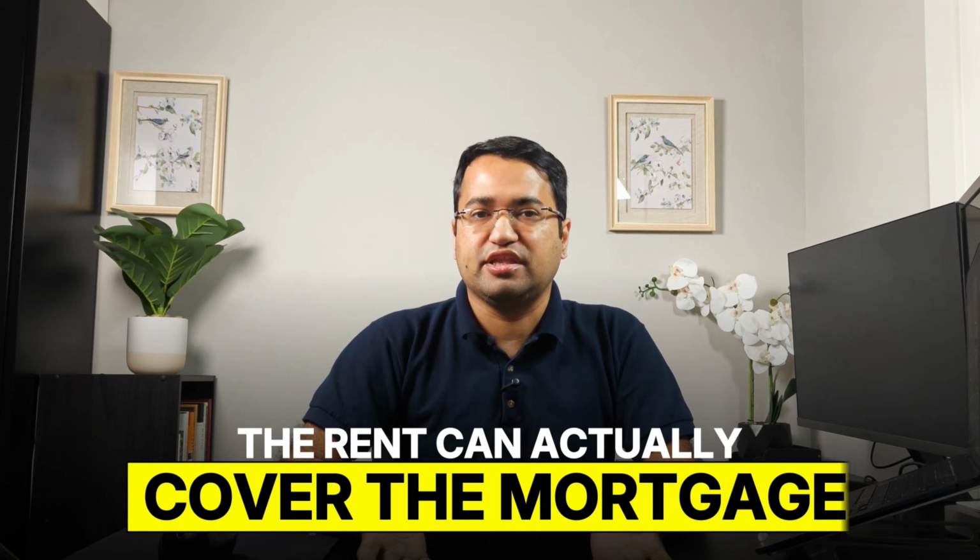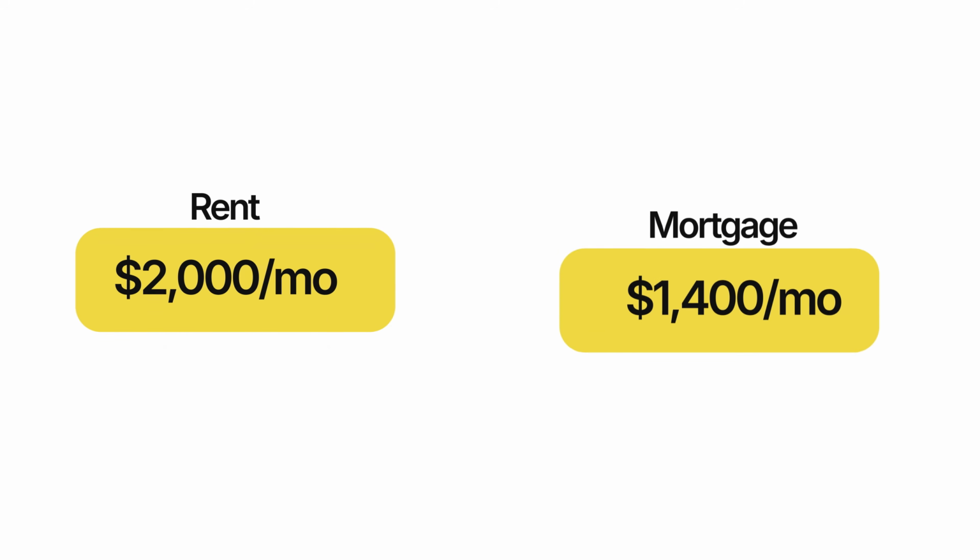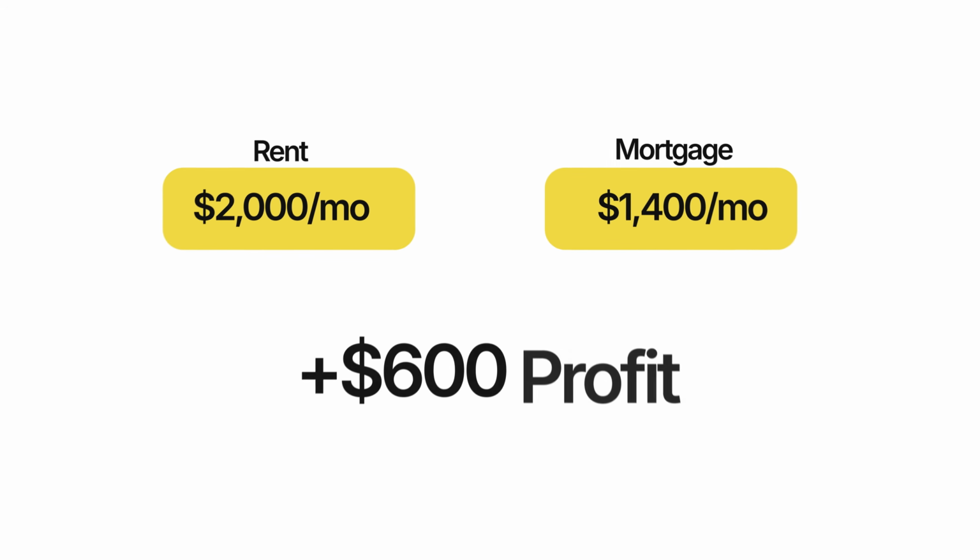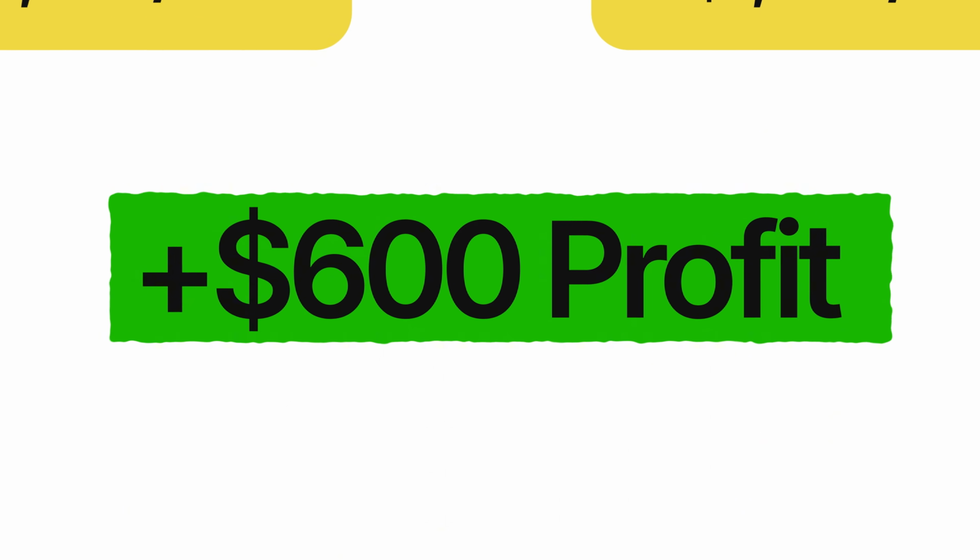50% rule. Once a potential deal passes the 1% filter, the next question is whether the rent can actually cover the mortgage. And this is where a lot of first-time investors make a mistake. They look at the rent, look at the mortgage payment, see a gap, and assume that gap is profit. But it isn't.